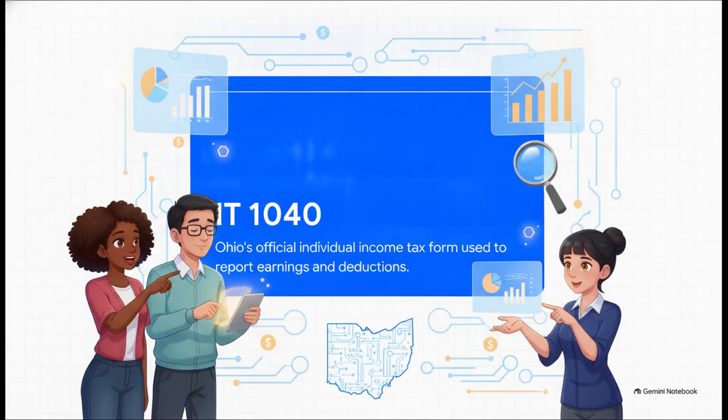Oh, and a quick heads up. While you're clicking through the software, you're probably going to see the term IT 1040 pop up. Again, do not be intimidated by the tax jargon. The IT 1040 is literally just Ohio's official individual income tax form. It's the state version of your federal 1040. It's exactly what you use to report your earnings, claim your deductions, and figure out what you owe or, better yet, what the state owes you.